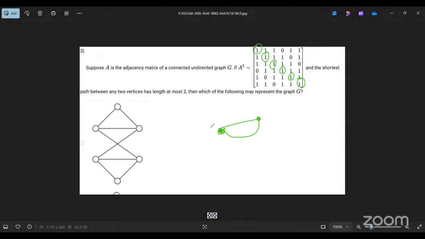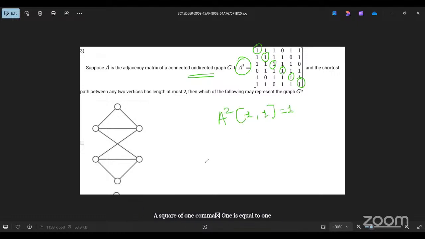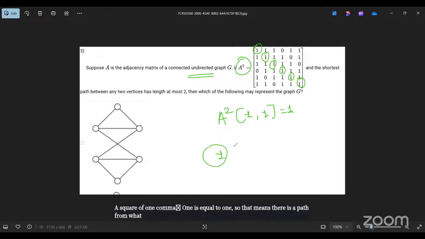This is undirected, right? Yeah, this is undirected graph. And A square is given to you. See, all the diagonal entries are 1. So what does diagonal entry say to us? If A square of (1,1) is equal to 1, that means there is a path from vertex number 1 to vertex number 1 by going through some other vertex 2.